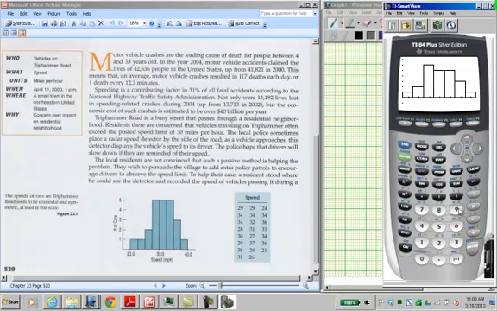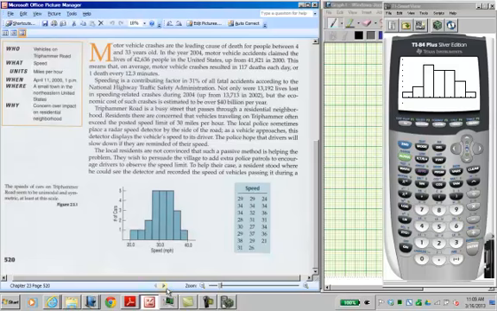Now this histogram doesn't look exactly like the one in the book. The bin sizes are different, obviously. There's more of them, but it's basically the same. It's symmetrical, bell-shaped.